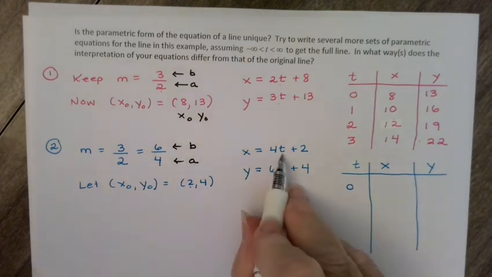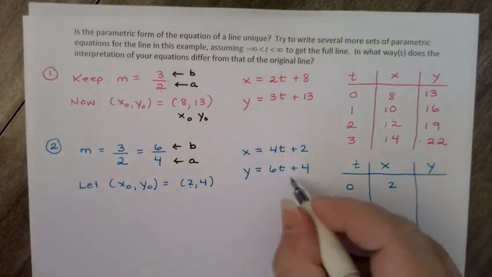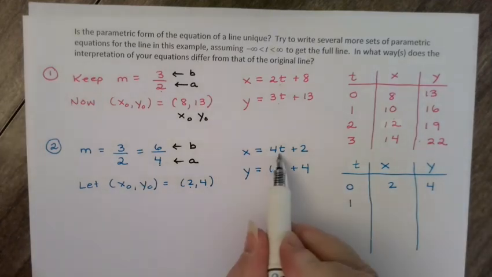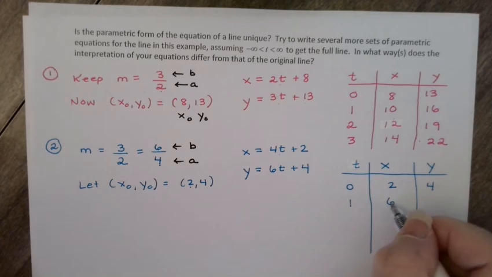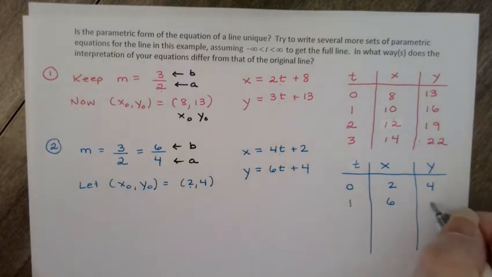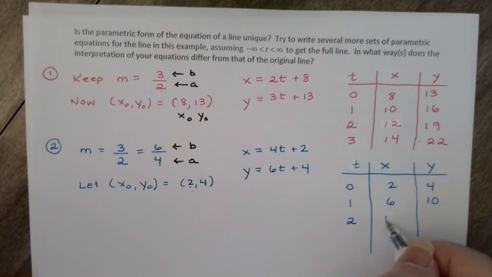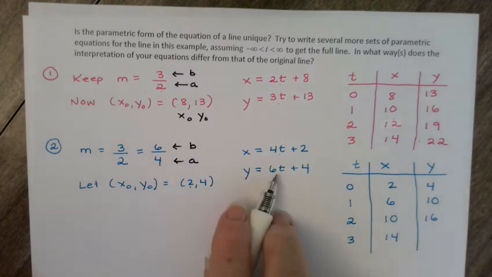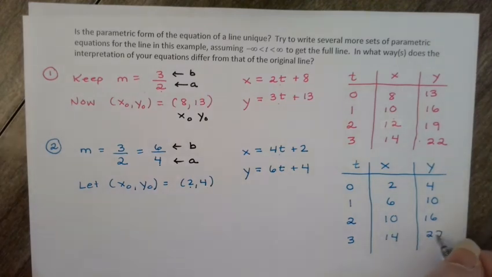So if t is 0, I'd get 2 for x and 4 for y. If t is 1, 4 plus 2 gives me 6, and 6 plus 4 gives me 10. If t is 2, 8 plus 2 is 10, 12 plus 4 is 16. And if t is 3, 12 plus 2 would be 14, 18 plus 4 would be 22.